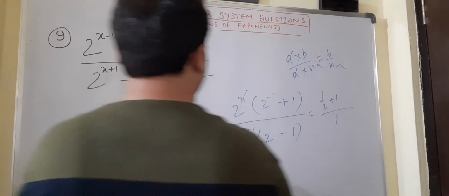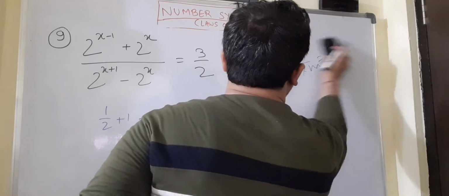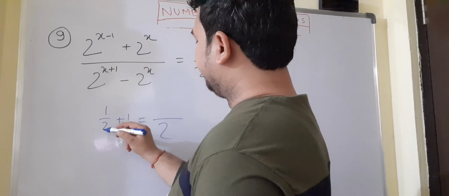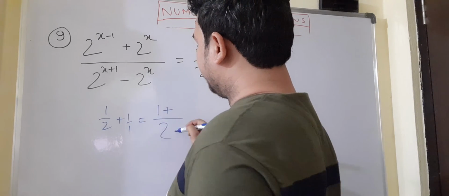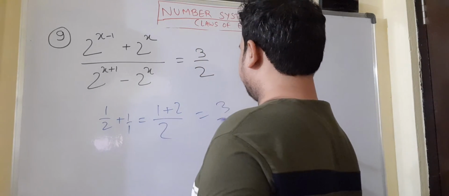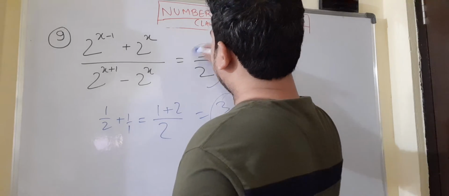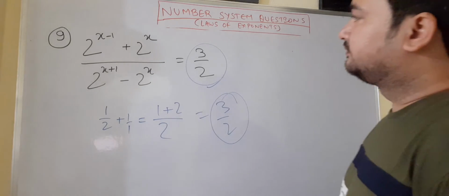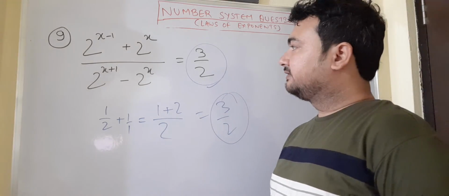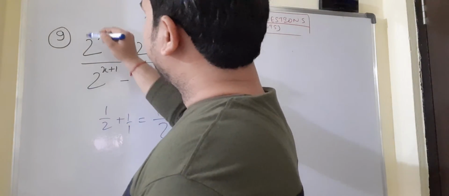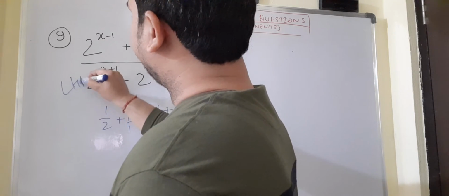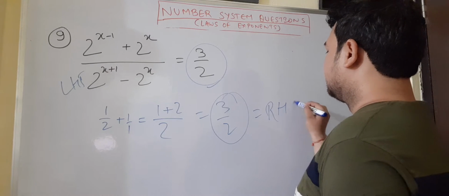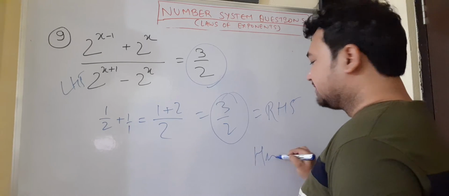Take the denominator as 2, and this will be 2 1 ja, so 1, and 1 2 ja, so 2. What you get? You get 3 by 2. This is what your RHS was. Thus, we have proved that this is equal to 3 by 2. Isn't it? You start with, or you proceed with LHS, and after you get this, you write it as equals to RHS, and hence proved.